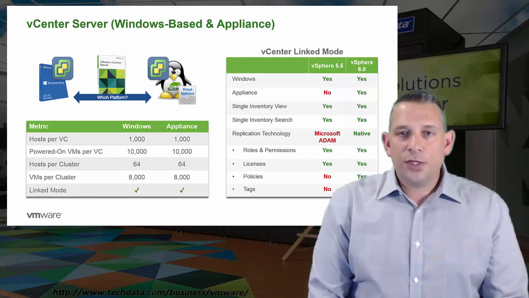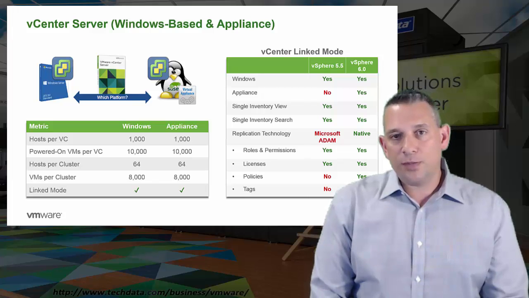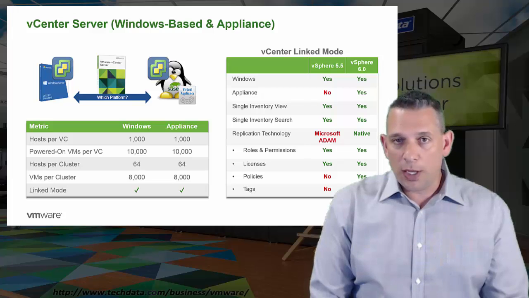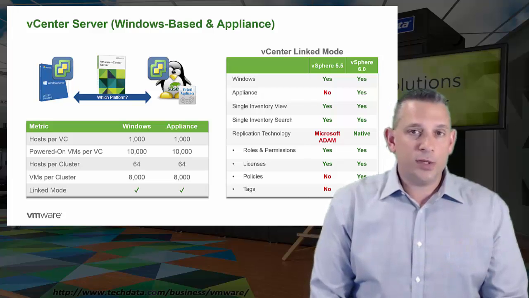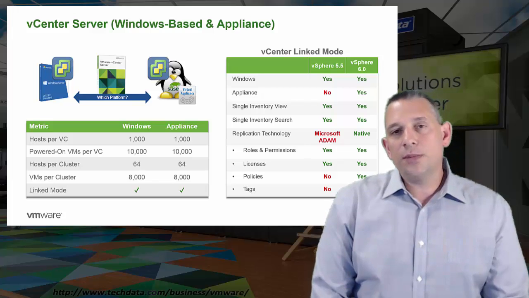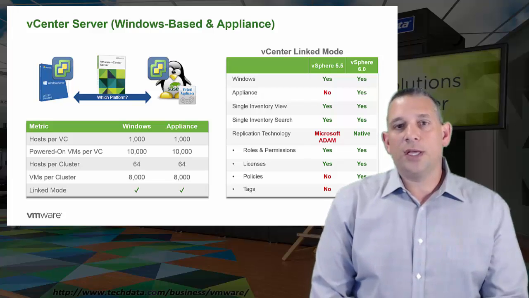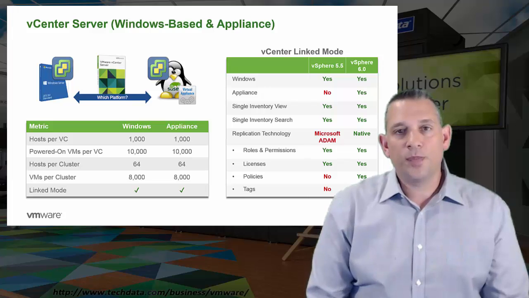Now, in previous versions of vCenter, we've had 2 different editions. We've had a Windows-based version of vCenter Server and also an appliance-based version. A lot of people like the appliance-based version because it's very quick and easy to deploy. It takes fewer resources to run than the Windows-based vCenter Server. But there were limitations that the appliance had that the Windows-based server didn't previously. For example, the number of VMs that it can handle and its maximums.